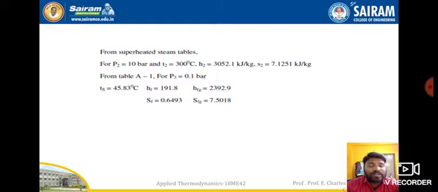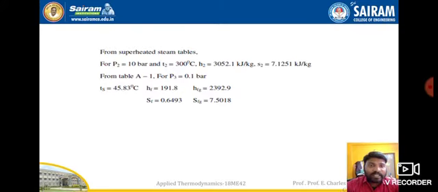In the steam table book, if you check, H2 is equal to 3052.1 kilojoules per kg. This is Hg. If you see the steam table book, you will find three different enthalpies: Hf, Hfg, Hg. In that you need to select the Hg value, because that shows the dry saturated enthalpy, right? So at 10 bar you need to take H2 equal to Hg, which is 3052.1 kilojoules per kg.